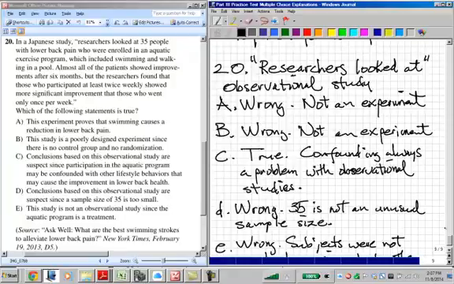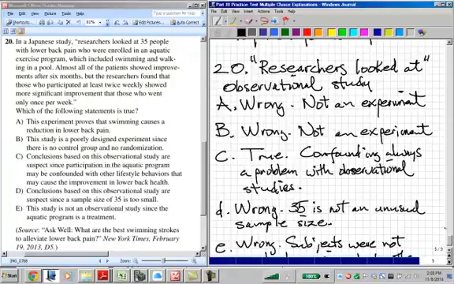Okay, so 20 starts out, in a Japanese study, researchers looked at. Okay, right away, that phrase, researchers looked at, tells you this is an observational study. Subjects are not being assigned to treatments. They're simply looking at people with back pain who are in an aquatic exercise program. There are no subjects here that are being assigned randomly to treatments, so it is not an experiment. But it is an observational study, and in that sense, everything's fine, and certainly a lot can be learned from it.